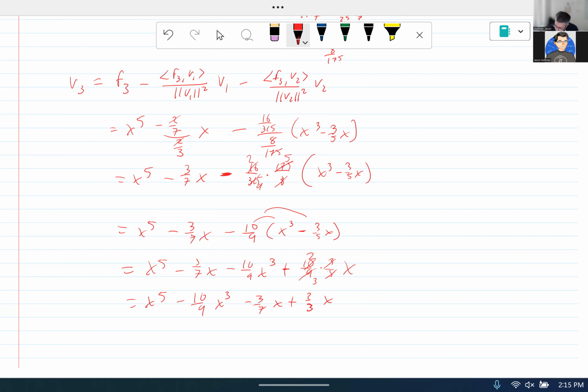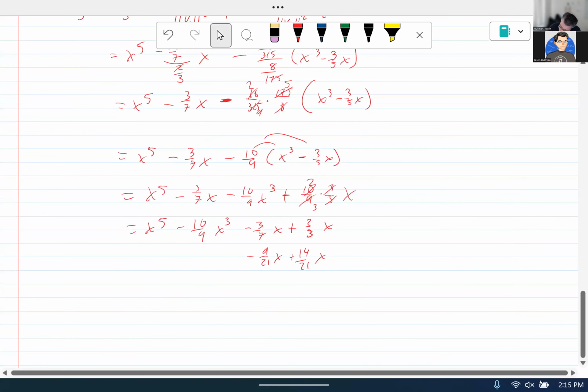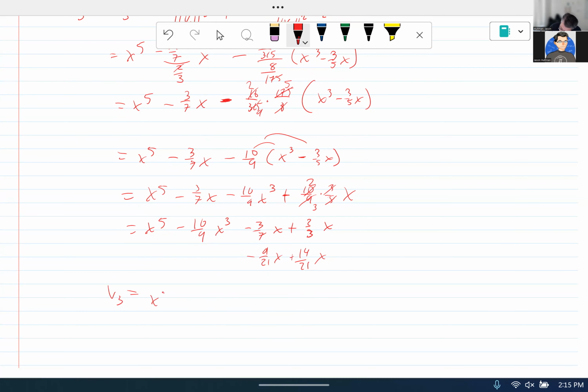2/3 minus 3/7, and again, they're relatively prime, so this just can be multiplied by 3, but 3 and 3, that's minus 9/21. This is 7 and 7, so that's plus 14/21. Okay, and so my final result is V3 is equal to x to the 5th minus 10 ninths x cubed plus 5 over 21 x. Okay, so that's V3.